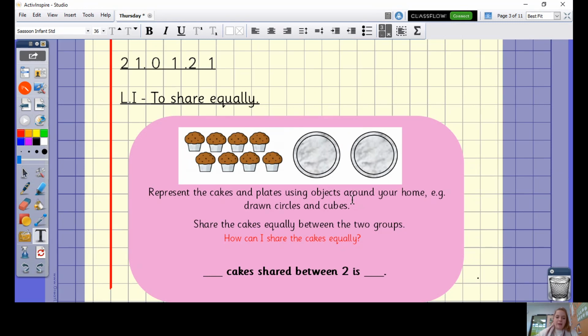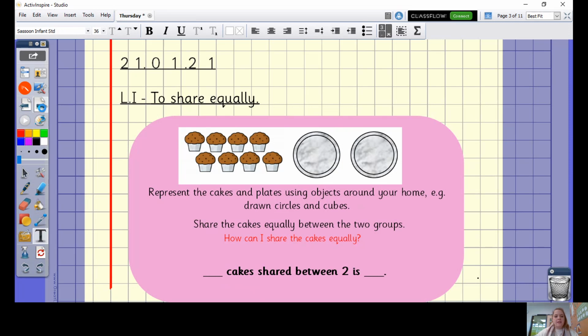Okay, now maybe you can have a go at this sentence to finish off. Blank cakes shared between 2 is blank. So think about first of all, how many cakes did we start with? And now this blank would be how many cakes are on one plate?